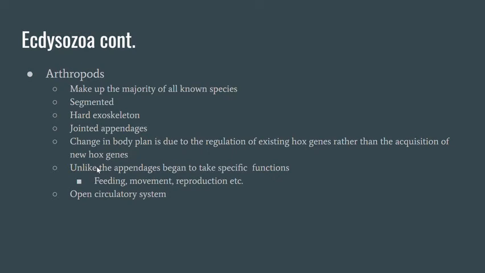And each appendage has a specific function. For example, you have those that help with movement. There are feeding appendages, there are appendages for reproduction, etc. And these all have open circulatory systems.